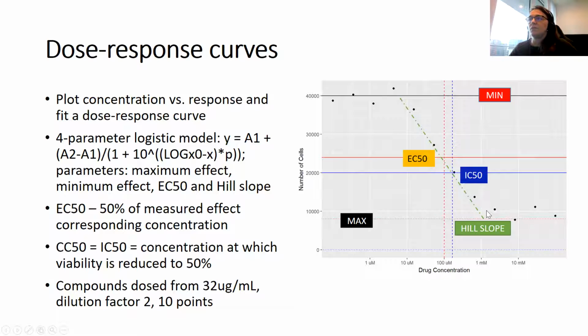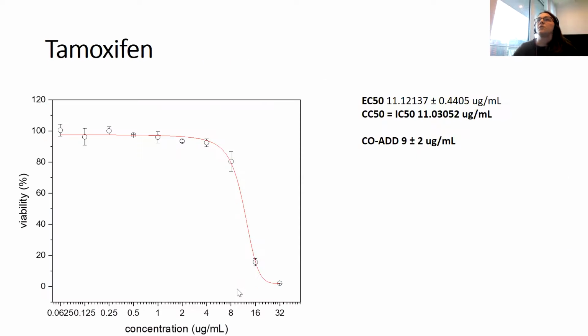The way we conducted the experiment was following the protocol supplied by Dana, and I guess the way people do it for the COADD, that was in line with the compound solubility, as Dana said. So we started at 32 microgram per milliliter, we diluted 2 times, and we observed the response for 10 concentration points down from there. This is the curve for tamoxifen, which is the control they use in the protocol.